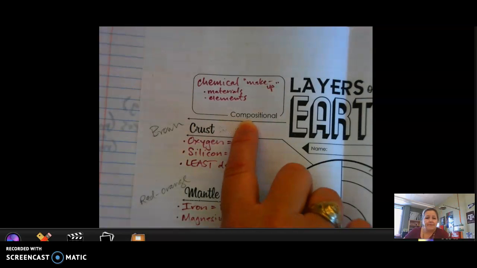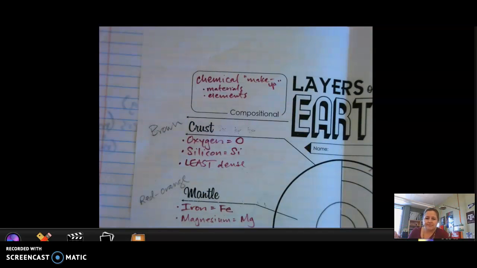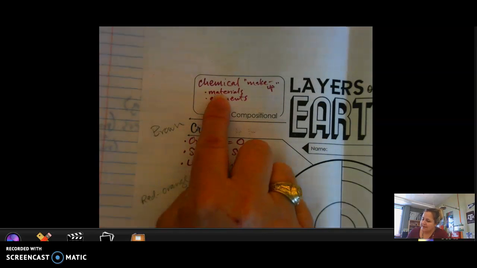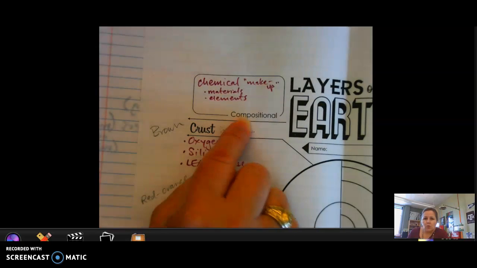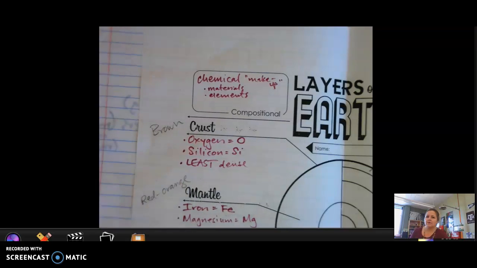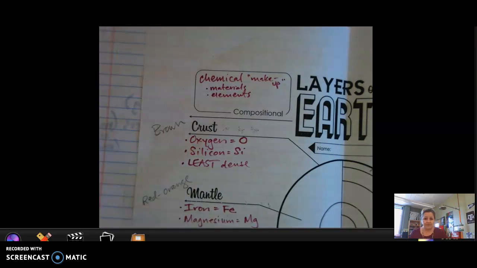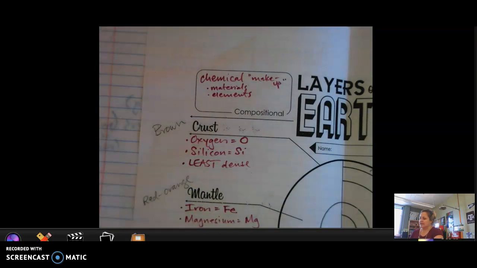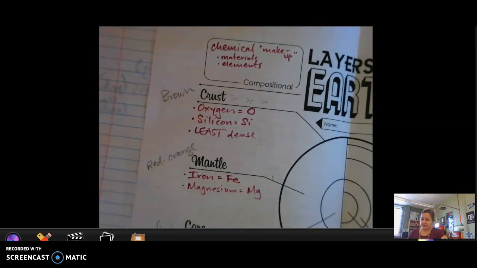What that means is, what is it made up of? Think like music or composition in English. Sometimes they'll say chemical composition. What is it made out of? What elements or what materials will I find in each of them? Okay, but that's why they're called this. Remember, we had color coded this last week.